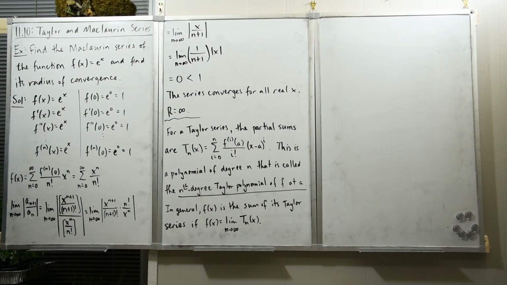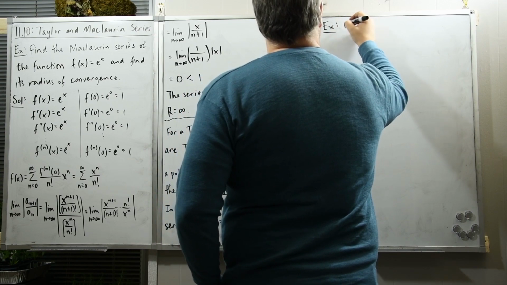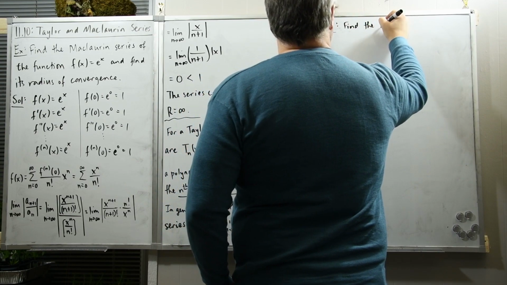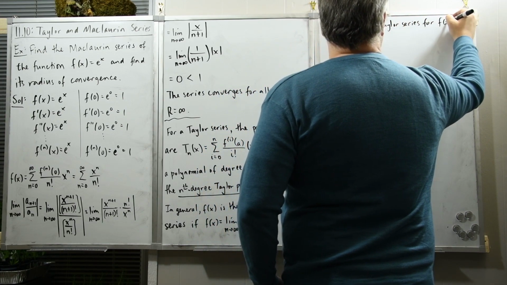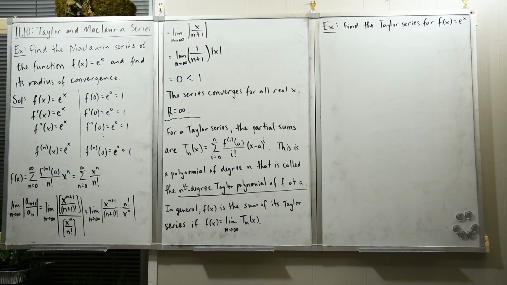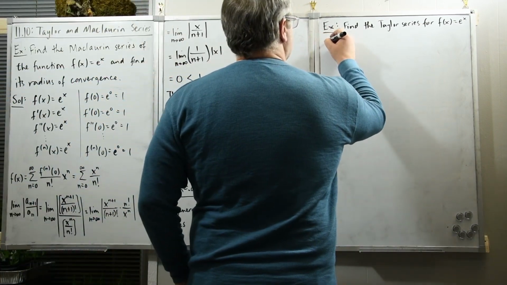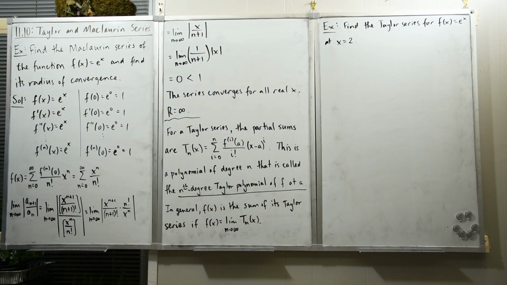So next, let's take a look at the Taylor series, once again, for f of x equals e to the x. But we're not going to be centering this at 0. We already did that. That was our Maclaurin series. But we're going to do it instead at x equals 2. So, the Taylor series for f of x equals e to the x centered at 2.